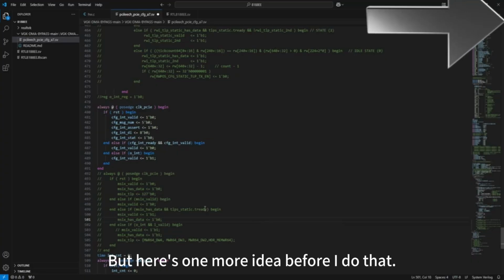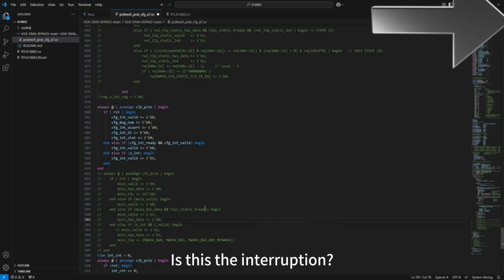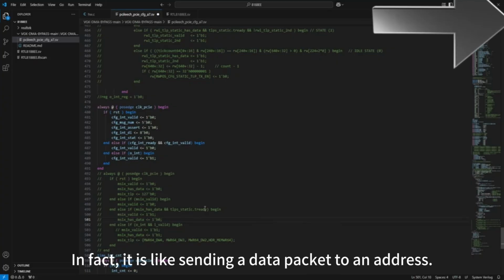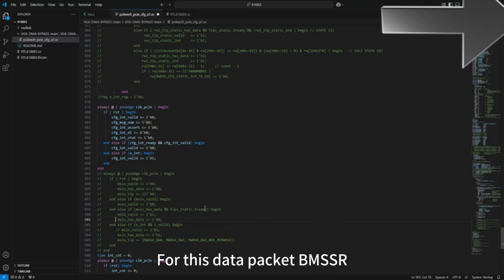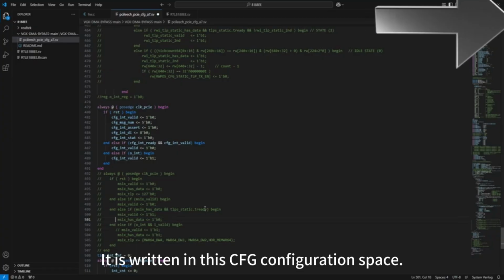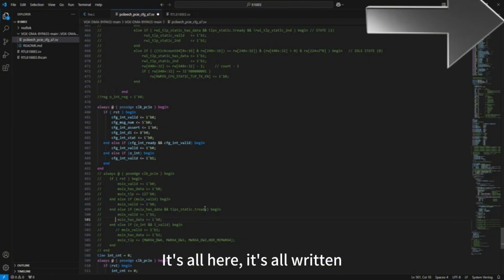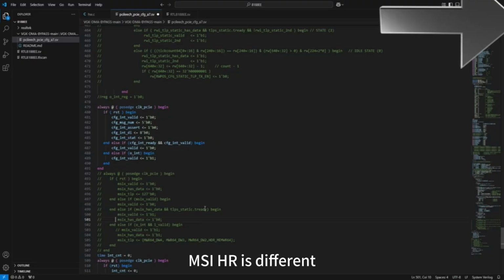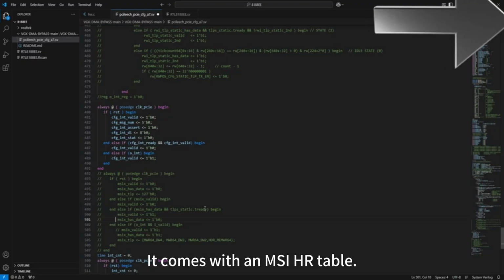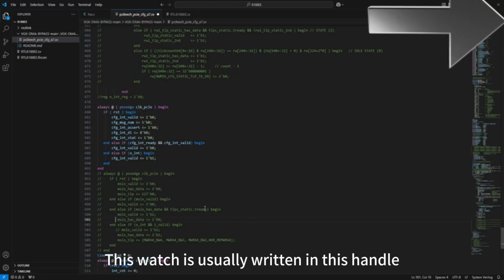Yeah. But here's one more idea before I do that. Is this the interruption? In fact, it is like sending a data packet to an address. For this data packet BIMSER, it is written in this CFG configuration space. It's all here, it's all written. MSI-HR is different. It comes with an MSI-HR table. This table is usually written in this handle.